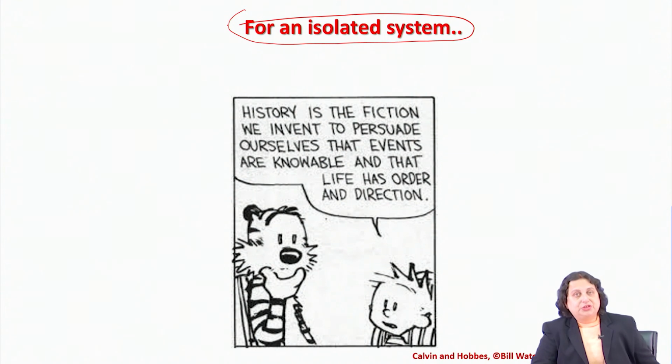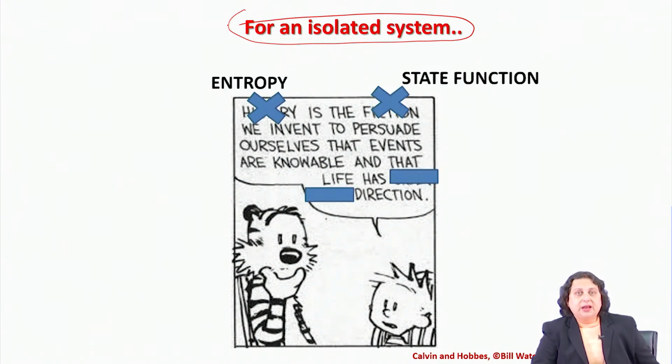With apologies to the creator of Calvin, I find that you can very easily modify his statement and use it to describe the purpose of introducing entropy in thermodynamics. It says that for an isolated system, entropy is the state function we invent to persuade ourselves that events are knowable and that life has direction.